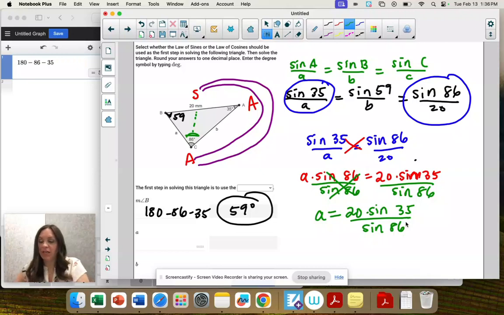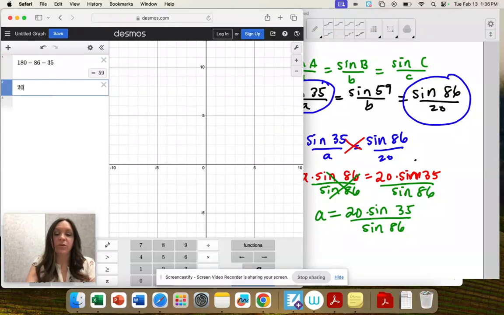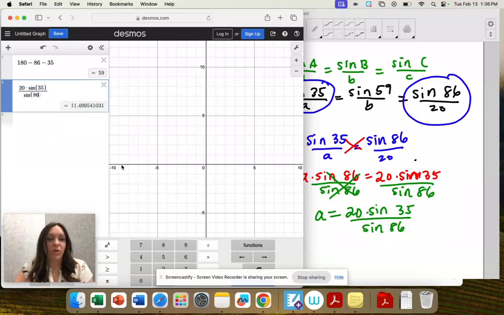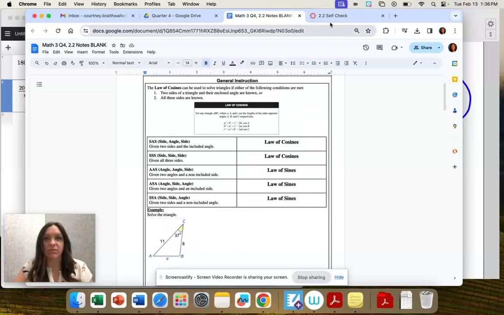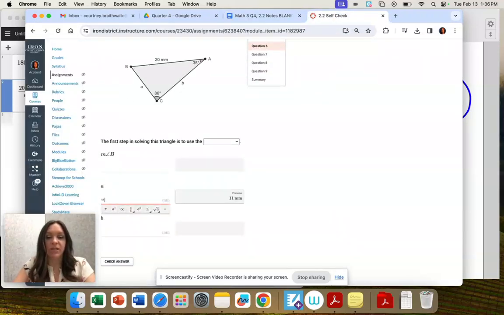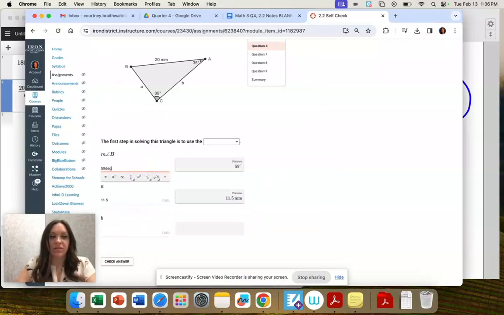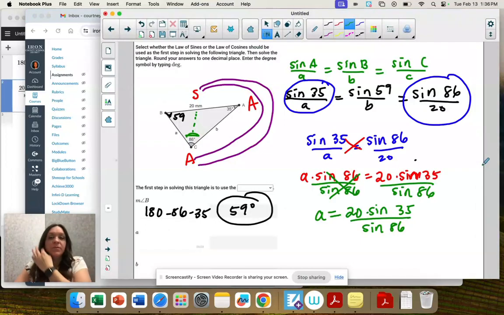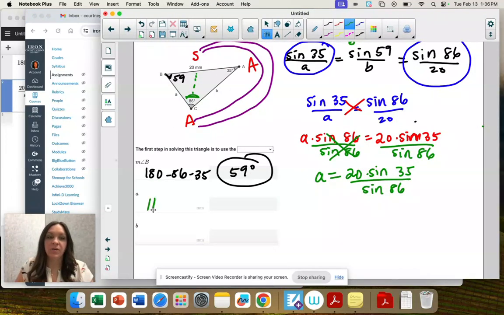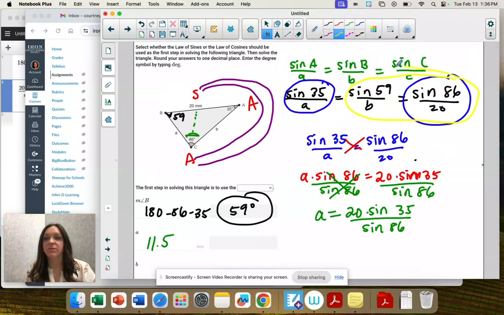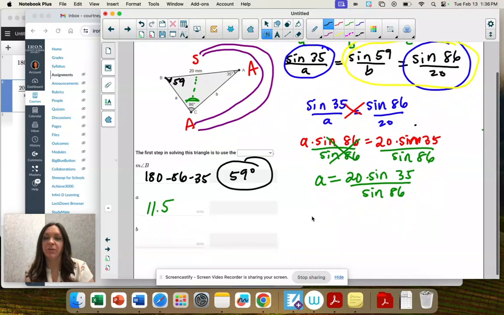And from here, we're going to go to the calculator and round to one decimal place. So 20 times sine of 35, that whole thing divided by sine of 86, 11.5 rounded. So that was 11.5, and then our angle was 59 degrees. Okay. And now we're going to solve for side B. So now I'm going to take these two, and they're already equal to each other. I'm just going to rewrite them down here.